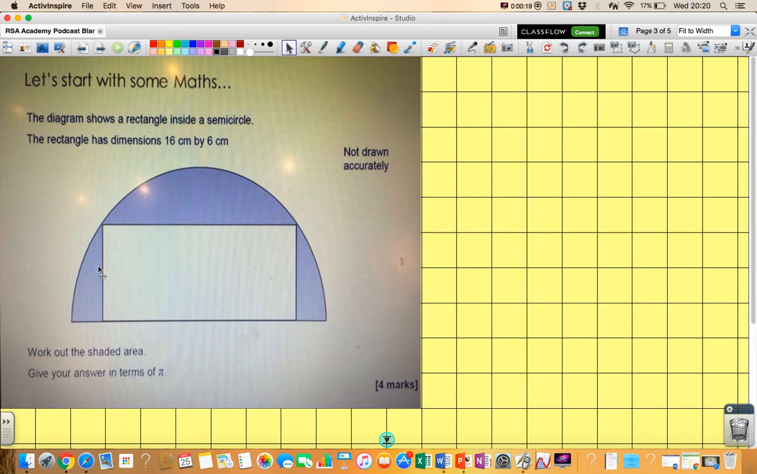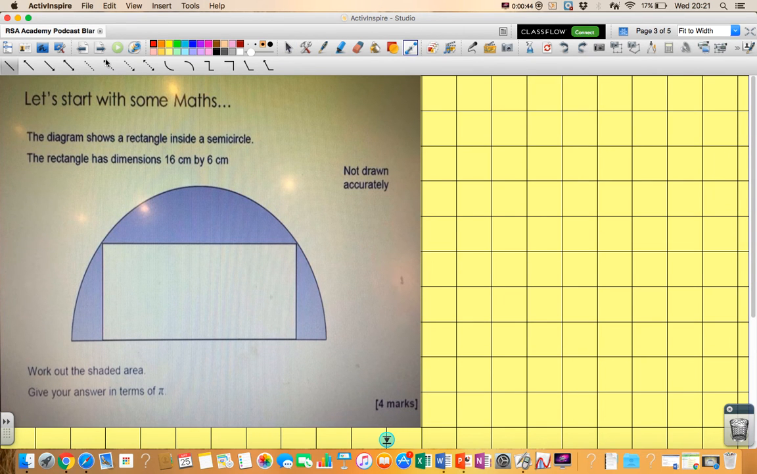So what you have is a semicircle, and you're told that the rectangle is 16 centimeters by 6 centimeters, and what you're asked to do is to find the shaded area, and that's in terms of pi. So a calculator is not required here. So if we actually look at this problem in a bit more detail, what we have is the following.